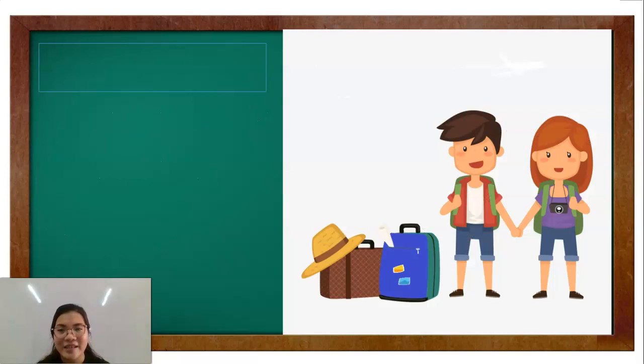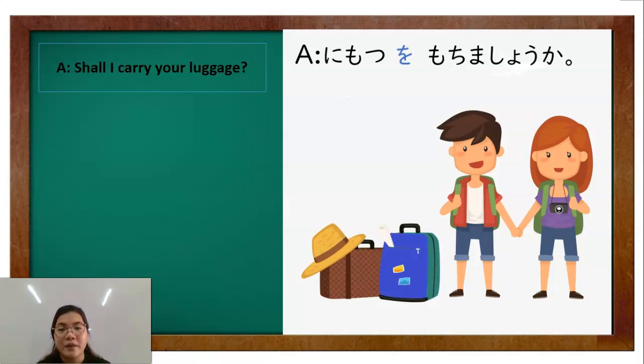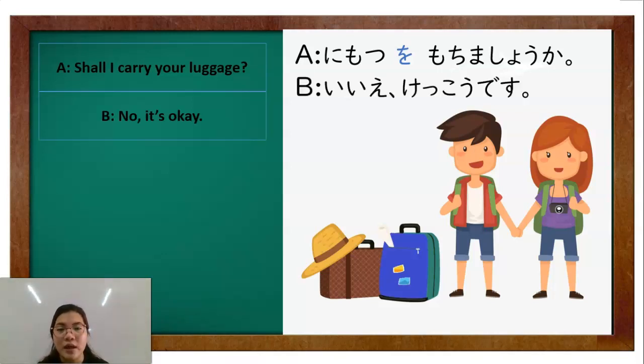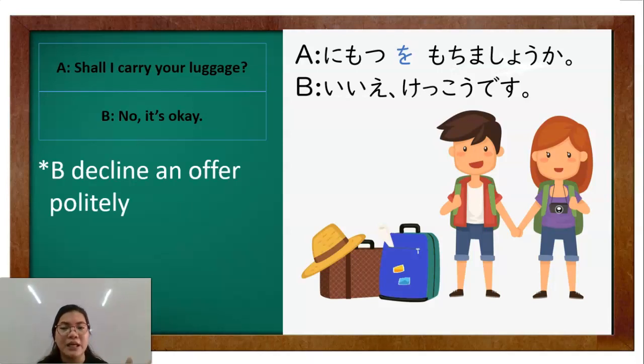Okay? Next example is, shall I carry your luggage? Nimotsu o mochimashou ka? And no, it's okay. Ie kekkou desu. So, in this example, we decline an offer politely. When using kekkou desu, that means no, it's okay. So it means that you decline the offer in a polite way. Okay? That's how you use verb mashou ka.